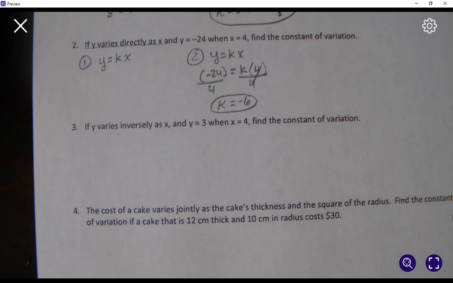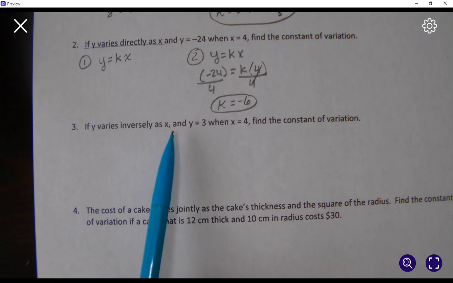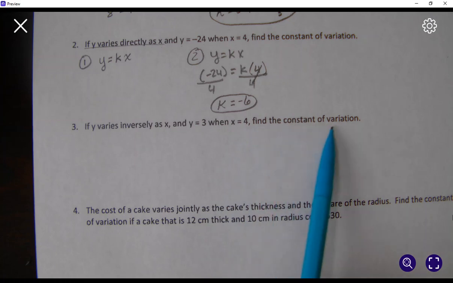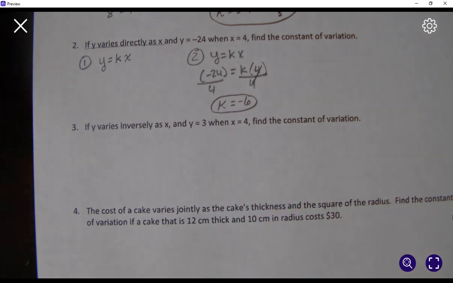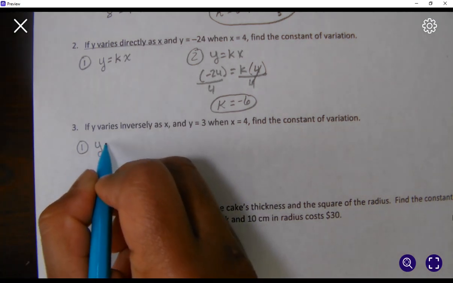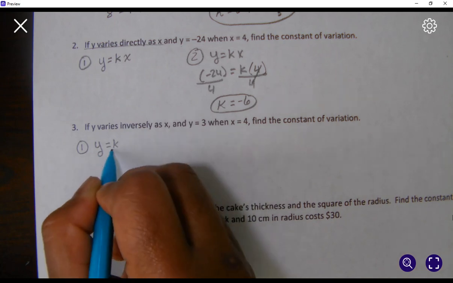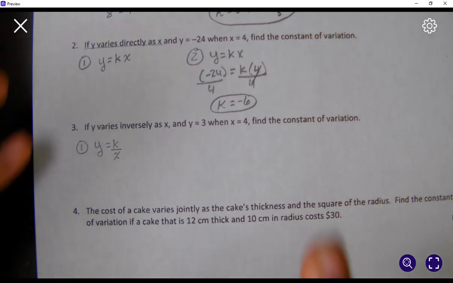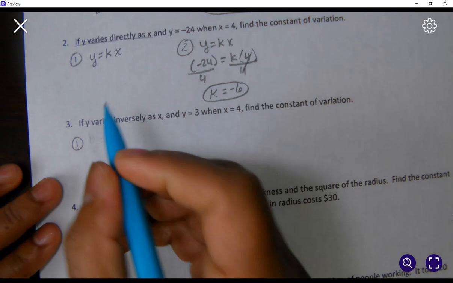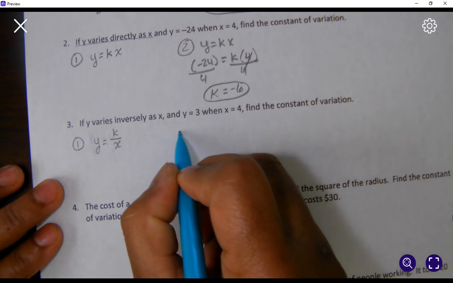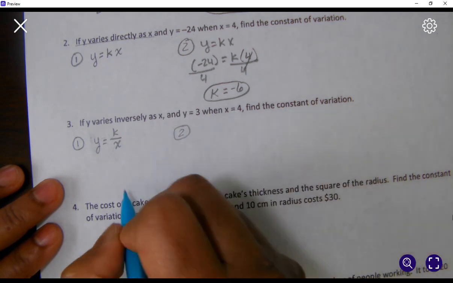Number 3, it says if y varies inversely as x and y is equal to 3 when x is equal to 4, find the constant of variation. We're going to go ahead and find our equation. So you have y varies inversely. Whenever you have inversely, you put a division symbol, and then you have your x in the denominator. So you have y equals k over x. I found my equation. Now I'm going to find my constant of variation by plugging in my values.